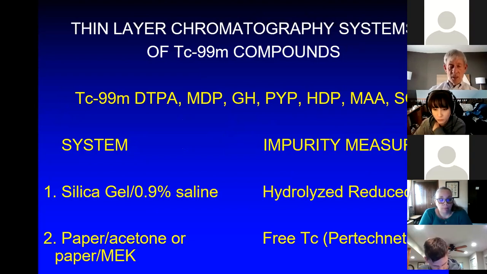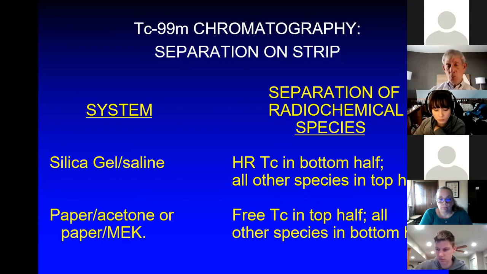So the first system is silica gel strips eluted with saline. And the second system is paper acetone. That's what almost everybody uses. And that helps to identify Freetec. And you'll see a diagram that'll make this clear in just a moment. The way this works is that these systems separate one impurity on a certain half of the strip, and everything else migrates to the other half.